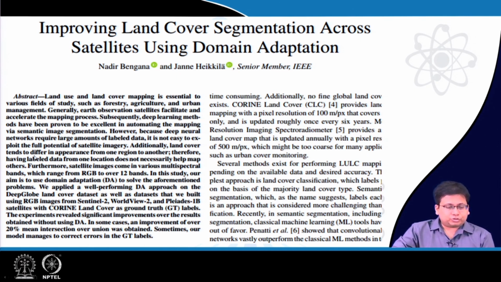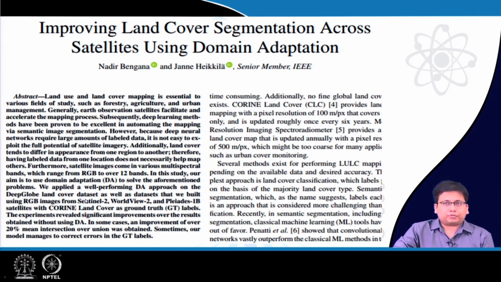Additionally, land cover tends to differ in appearance from one region to another. Therefore, having labeled data from one location does not necessarily help map others. Furthermore, satellite images come in various multispectral bands which range from RGB to over 12 bands. In this study, our aim is to use domain adaptation to solve the aforementioned problems. We applied a well-performing DA approach on the DeepGlobe land cover dataset.